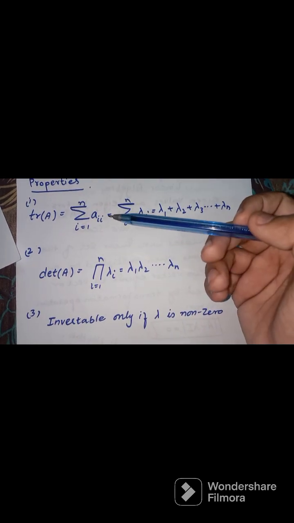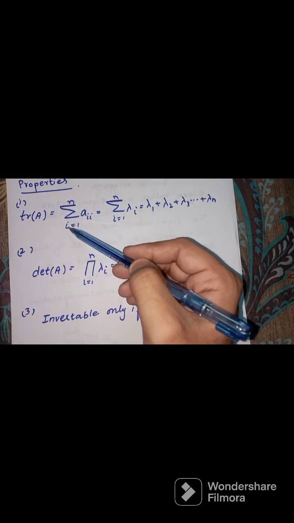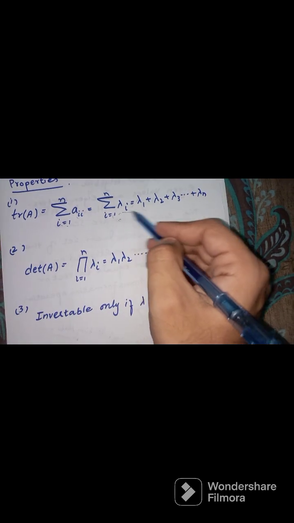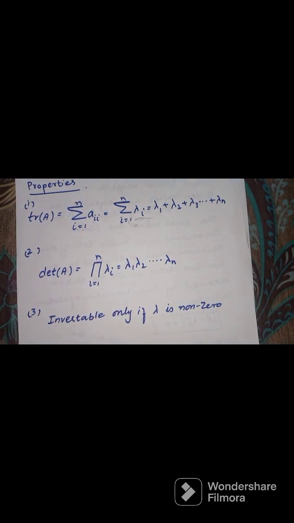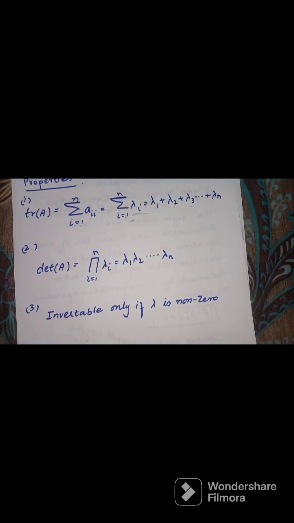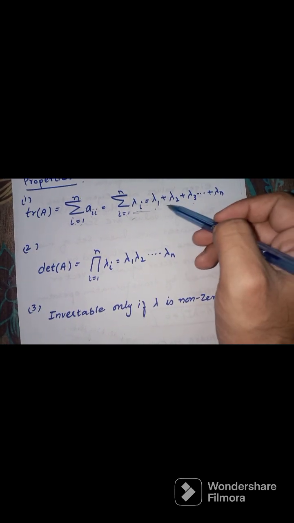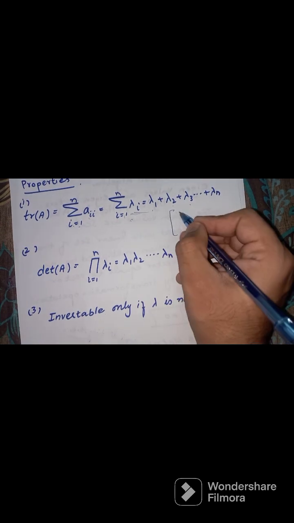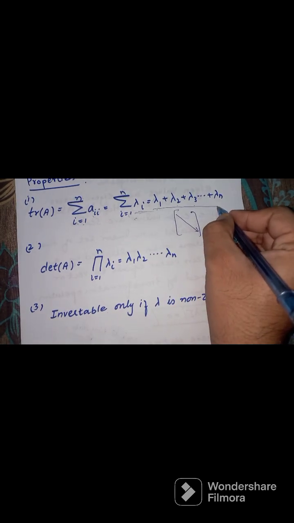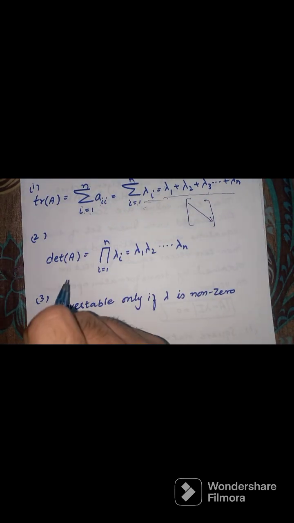Here are the properties of eigenvalues of a matrix. The first property is that the sum from i equals 1 to n of a_ii equals the sum from i equals 1 to n of lambda i. Say we have n eigenvalues: lambda 1 plus lambda 2 plus lambda 3 and so on up to lambda n. When you add all the eigenvalues, you get the same answer as adding all the diagonal entries of your matrix.